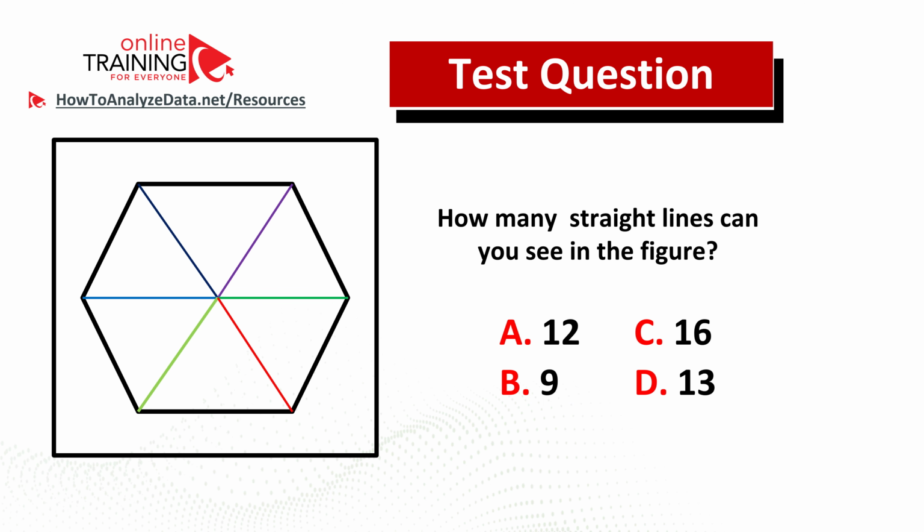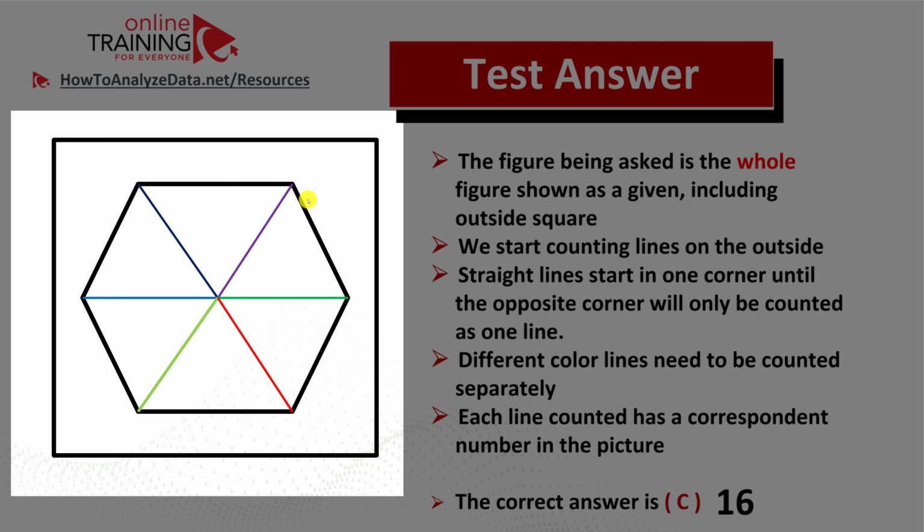The tricky part of this question is that we're not just looking at the inside shape and all the lines inside the inside shape, but also looking on the outside square shape. We start counting on the outside. And I'm starting to count, and by each line, I'm putting the number here. So outside shape has 4 different lines.